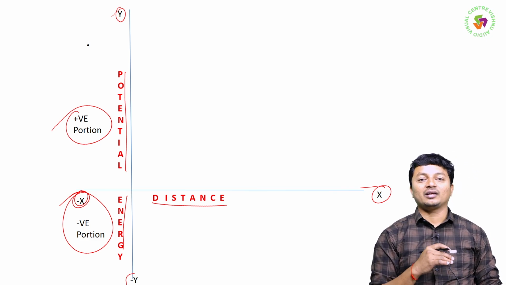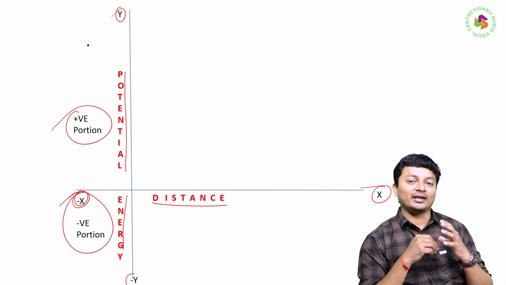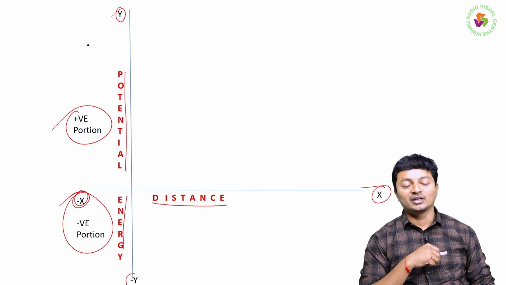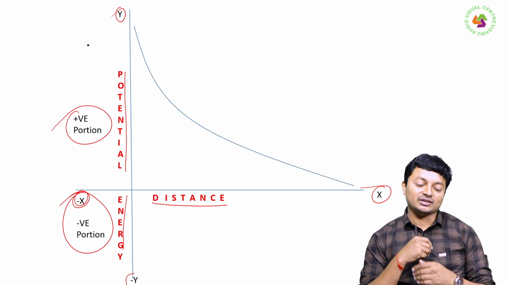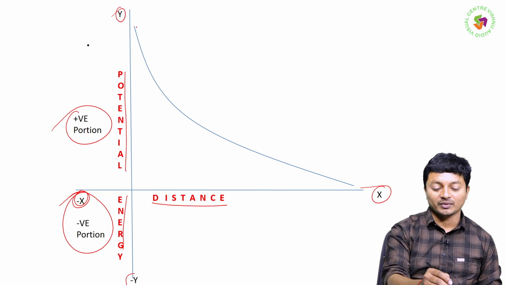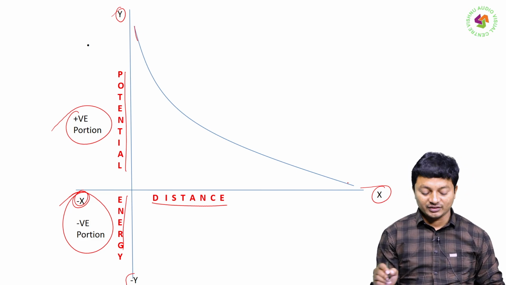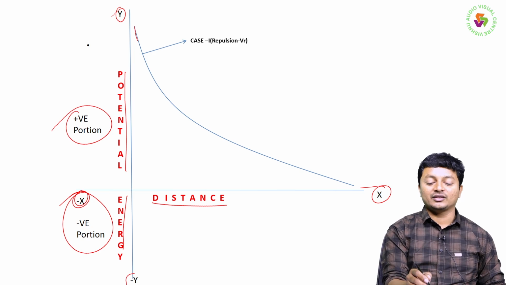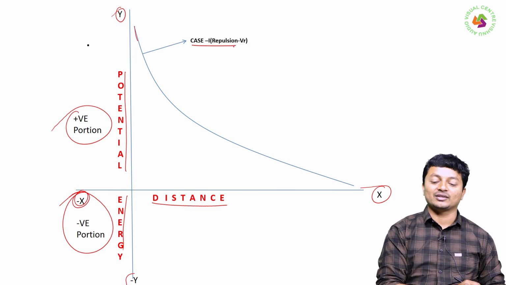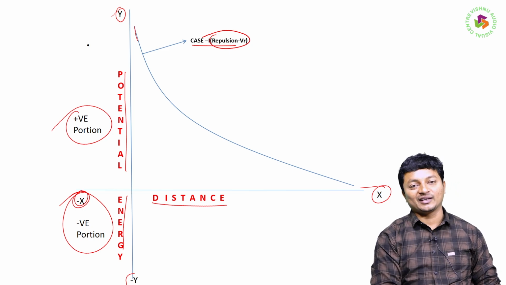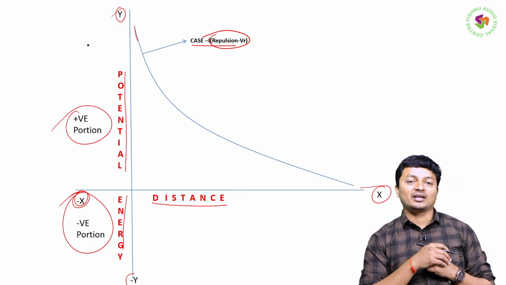And in case 1, when we are trying to bring the same charged particles together, according to the DLVO concept, we will get this curve, and this curve indicates the case 1. And what happens at case 1? Repulsion will take place. Why is repulsion taking place?